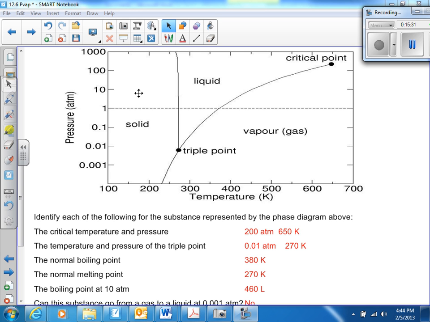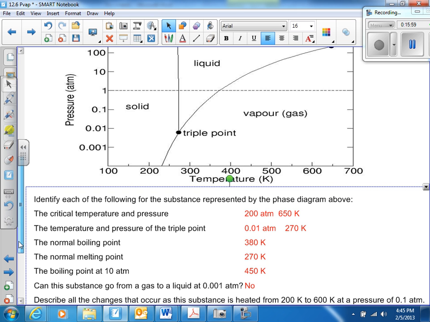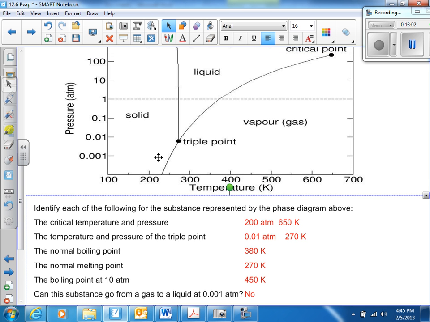At 10 atmospheres, it's asking for the boiling point. So you got to be careful. We're going over to here. Let's see, sorry, 1 atmosphere. The boiling point, no, 10 atmospheres, 10 atmospheres. The boiling point, it's really more like 450. I wrote 460. Let's fix that. And I also wrote liters. Okay, we fixed that there. Can this substance go from a gas to a liquid at 0.001 atmospheres? Well, no. At 0.001 atmospheres, it can only be a solid or a gas.